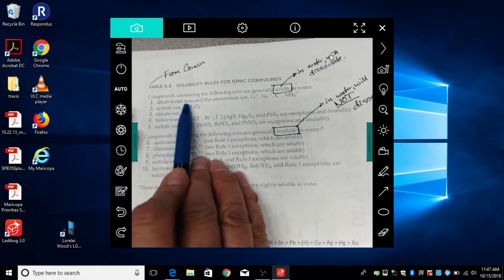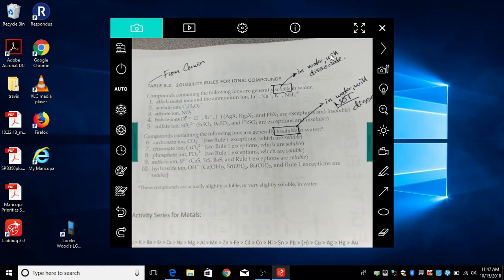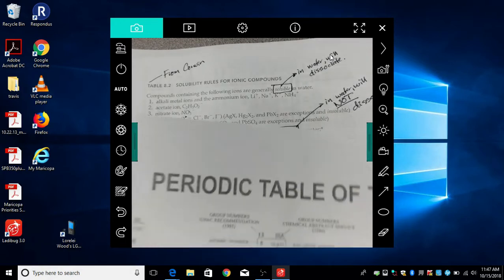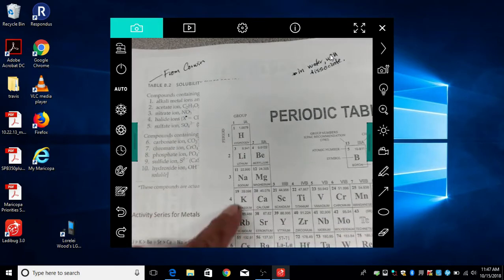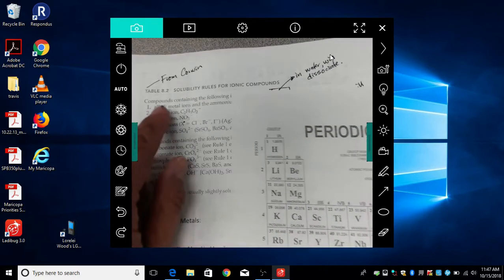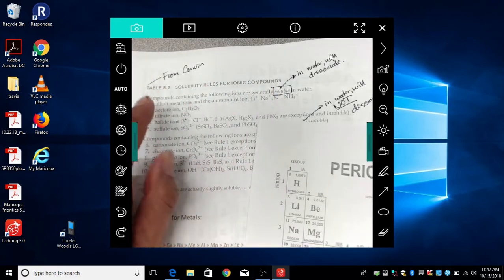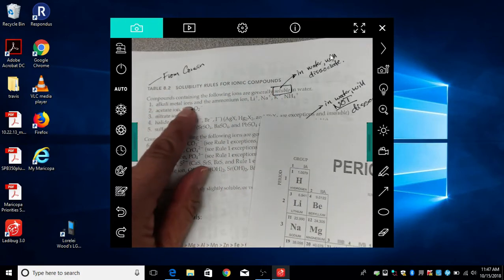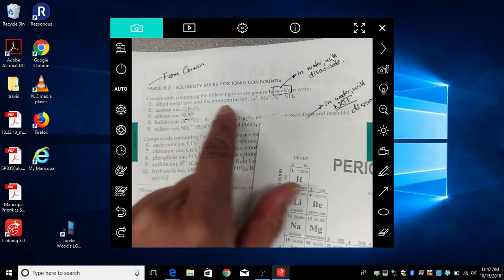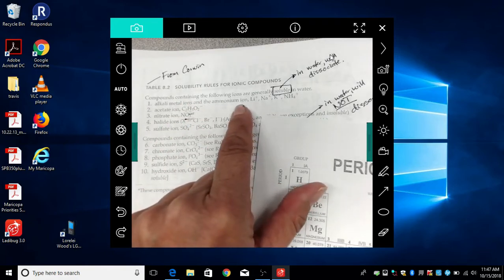Alkali metal ions. Now they're talking about a family here. What family on the periodic table are the alkali metals? The first column here. So these are the alkali metals. What they're saying is that things that are generally soluble are things that are hooked up to any of the alkali metal ions or the ammonium ion. What does the ammonium ion look like?